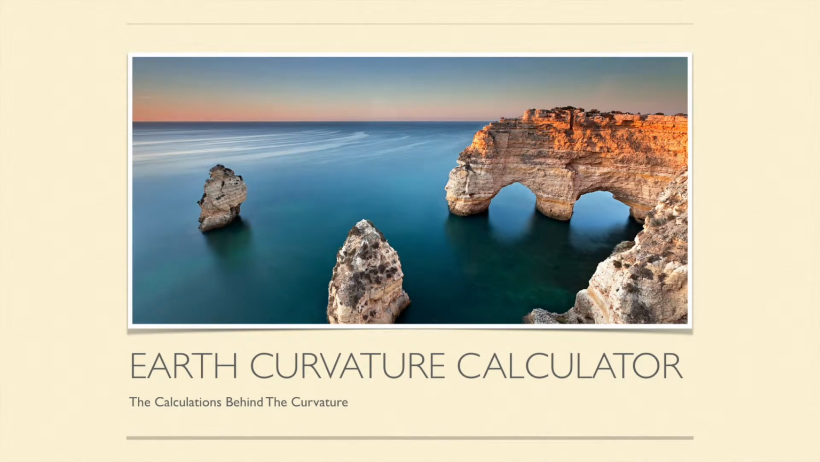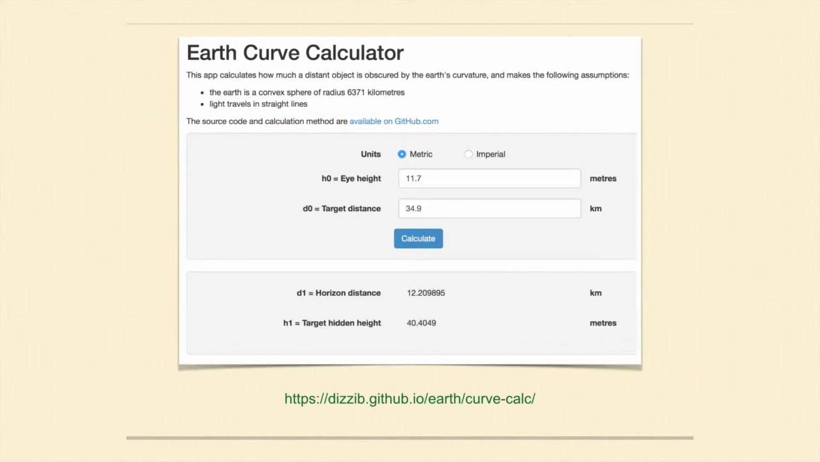Today I'm going to go through the calculations behind the Earth Curvature Calculator. The Earth Curvature Calculator is a web page where you can calculate the target hidden height based on your distance to the target and the eye height you are at. So when you see here, I put in my eye height is 11.7 meters. It is 34.9 kilometers to the target. Then 40.4 meters at the target should be hidden because of the Earth curvature.